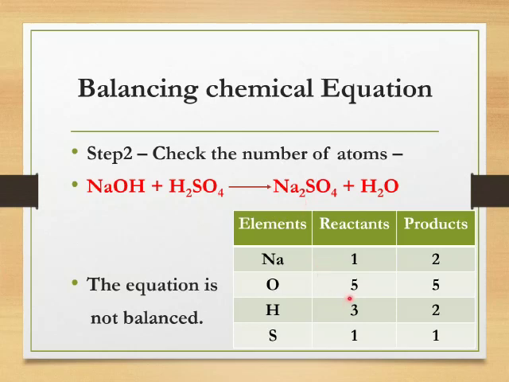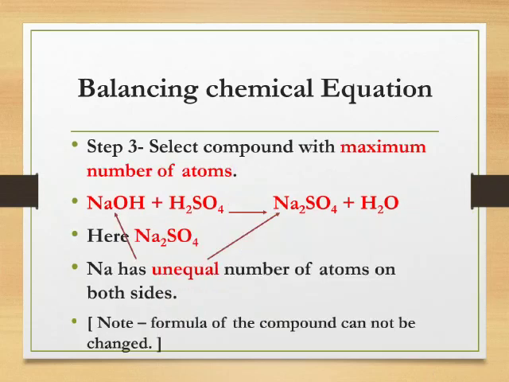Likewise, oxygen 1 plus 4, that is 5, and 4 plus 1, that is 5. Hydrogens 1 plus 2, that is 3, and hydrogens 2 on the product side. Sulfur, one sulfur atom on reactant side and one sulfur atom on product side. Now if we look at the number of atoms in the reactants and the products, we will come to know that the equation is not balanced. So let us start balancing the chemical equation.